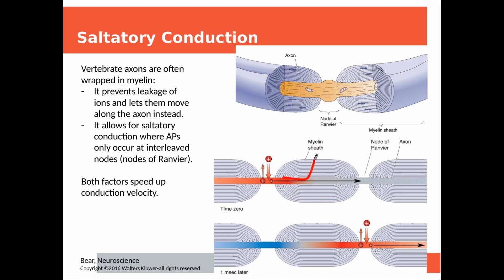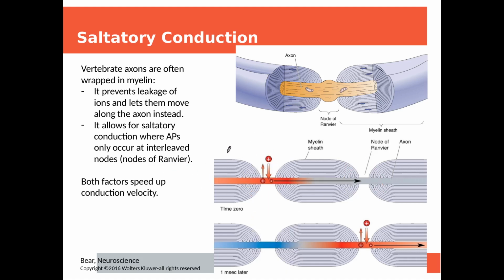So this prevents leakage of ions and lets the current move along the axon. It also allows for what's called saltatory conduction, where the action potentials are only recharged at these nodes where there's no myelin, basically between the different oligodendrocytes. These are called nodes of Ranvier.